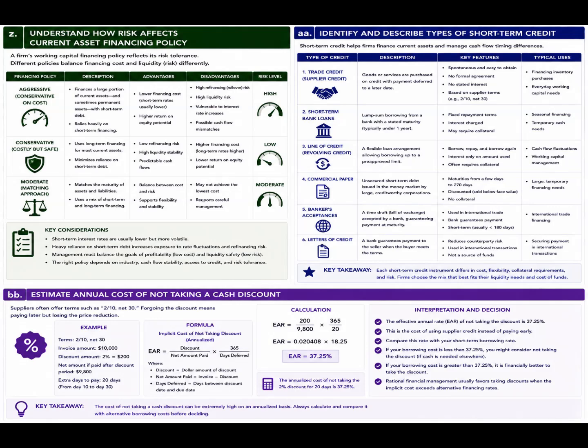It may exceed alternative short-term borrowing rates. Managers must compare the effective annual rate, EAR, of not taking the discount with borrowing costs. Rational financial management typically favors taking discounts when the implicit cost exceeds alternative financing rates.